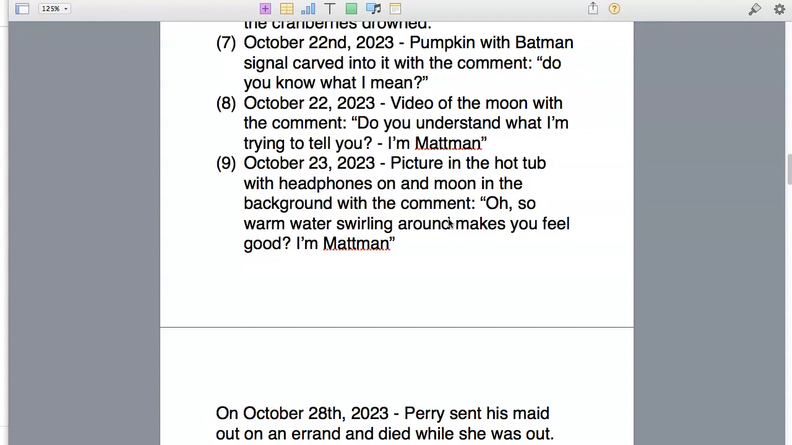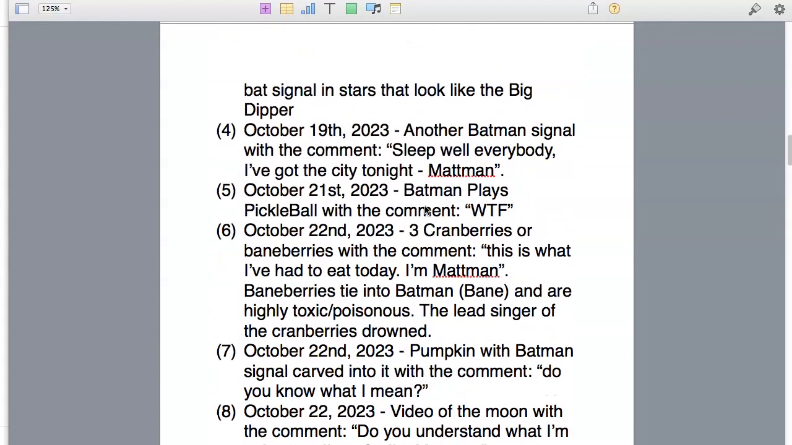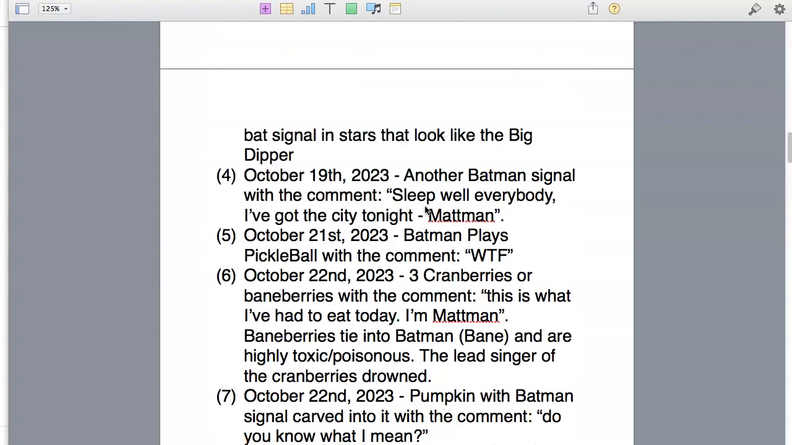Then the 8th one is October 22nd, 2023, a video of the moon with the comment, "Do you understand what I'm trying to tell you? I'm Matman." That one is the most interesting to me of them all. This is the penultimate one before the last one, where he would be in the hot tub where he died. And he's saying, "Do you understand what I'm trying to tell you?" after I just showed you these 7 other pictures or videos.